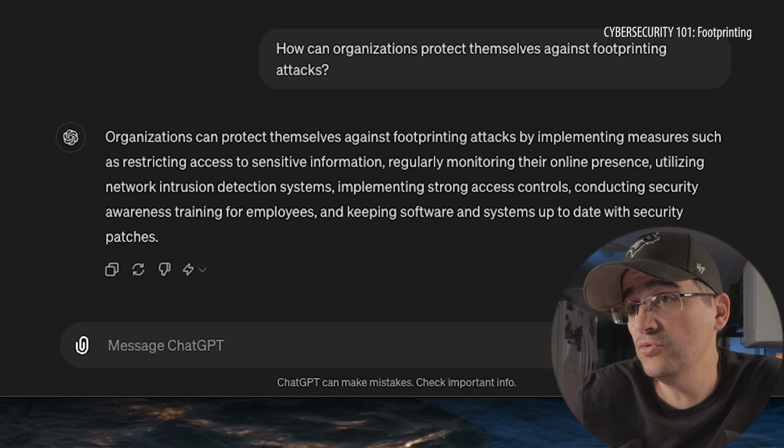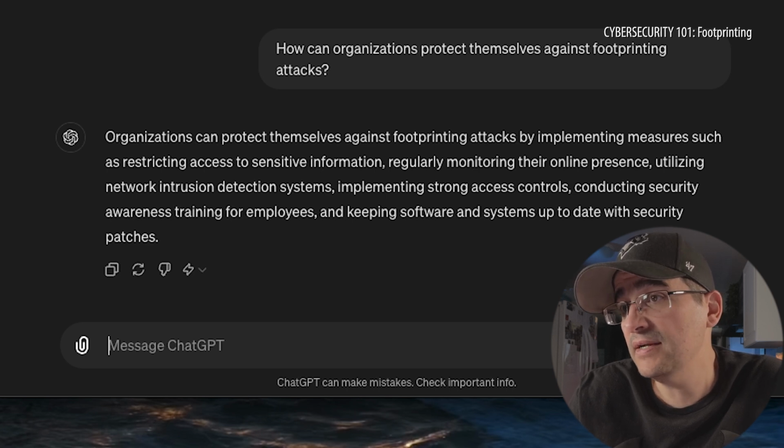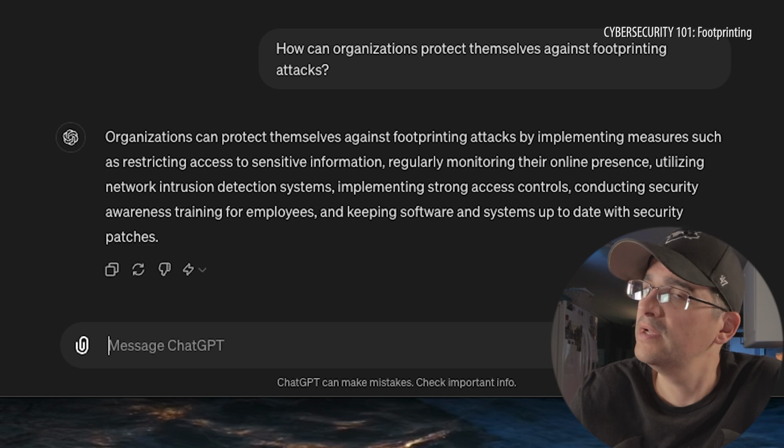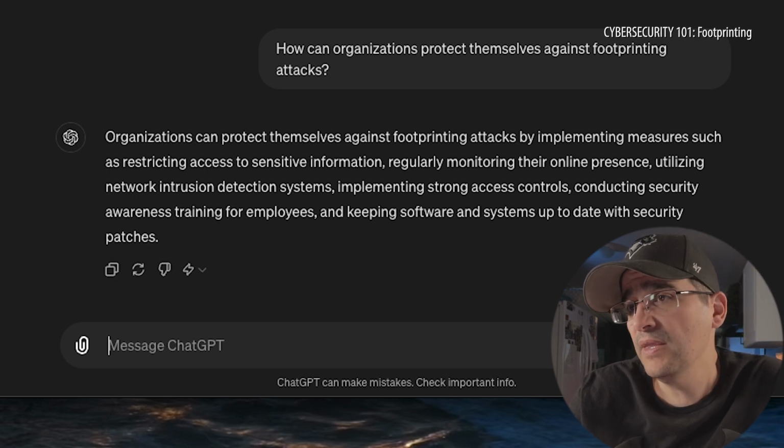Utilizing network intrusion detection systems, implementing strong access controls, conducting security awareness training for employees. There's your biggest one right there. And keeping software and systems up to date with security patches. So make sure that if you're a business, you always make sure that you're updating, patching, all that. Make sure that you stay as current as you can on everything.